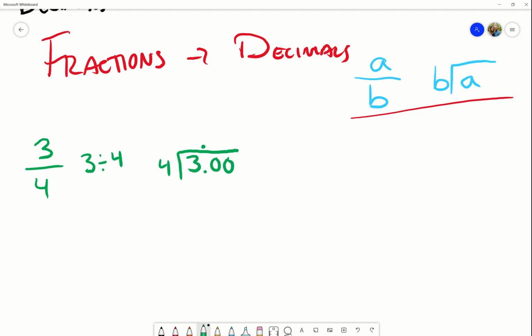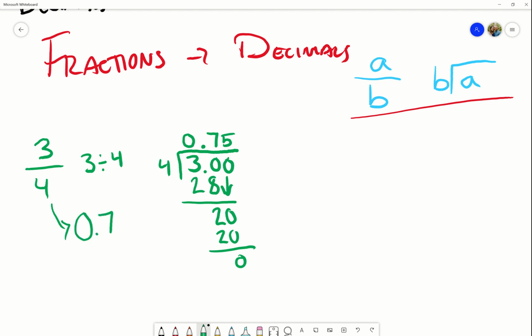4 goes into 3, 0 times. 4 goes into 30, 7 times, and you multiply, you get 28. Bring down this 0. 4 goes into 20, 5 times, and here's our 20 and our 0. We're all done. It's the same as 0.75.